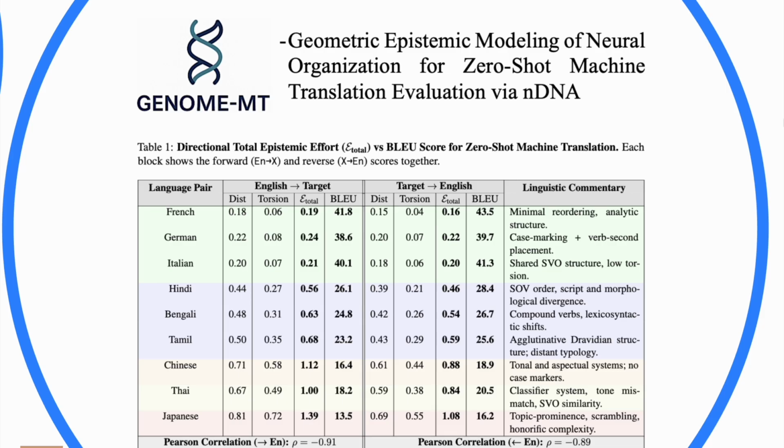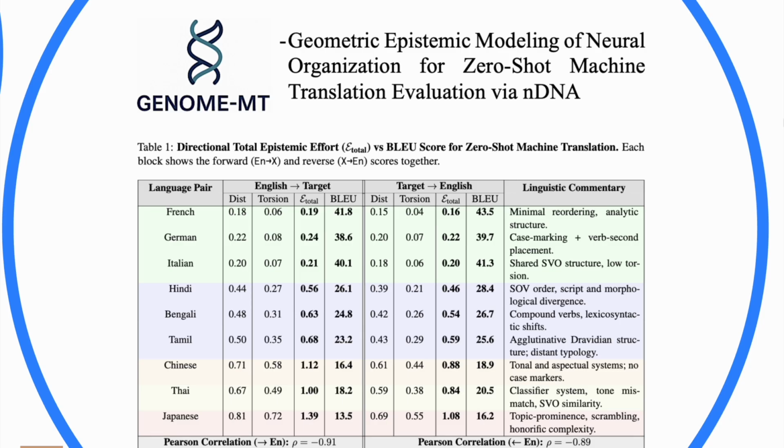Direction matters. English to X and X to English often have different effort, reflecting asymmetric depth-wise progress. GENOME-MT captures this asymmetry directly. Latin script pairs are easy. English with French, German, and Italian show the lowest effort and the highest BLEU, around 39 to 43.